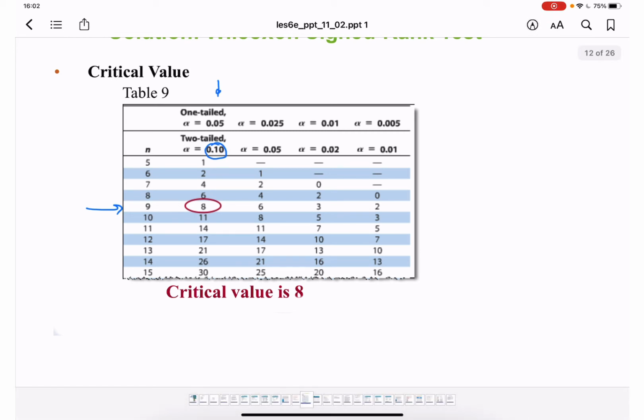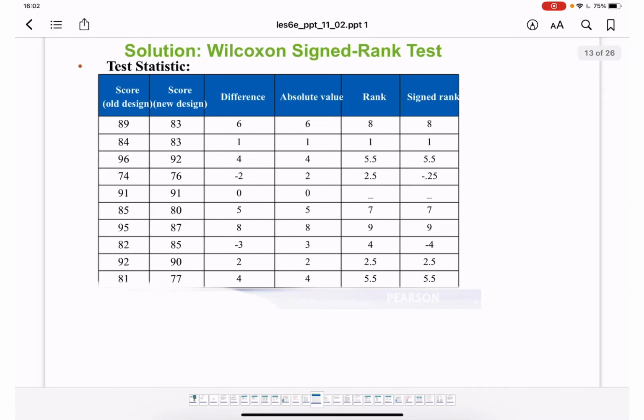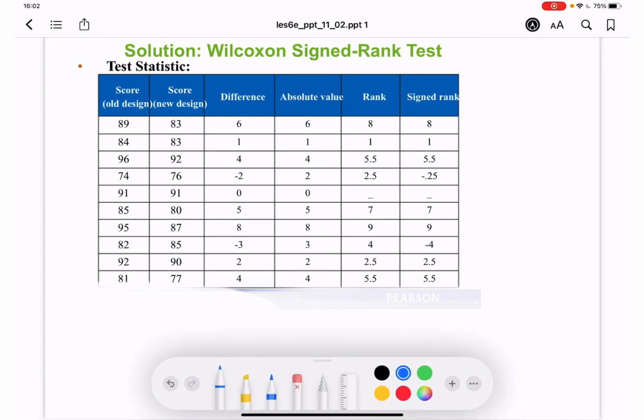Now let's find our test statistic. So how are we going to do the Wilcoxon signed rank test? These are all the scores from the old design that you saw previously in a horizontal line. Now they are represented in a vertical position. So the score of the old design and the new design. Here it is.